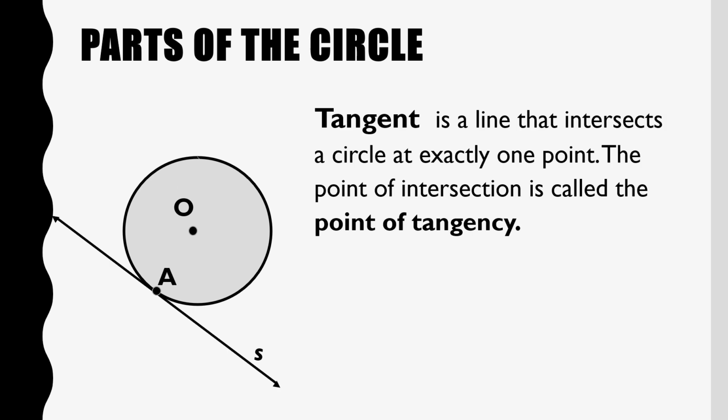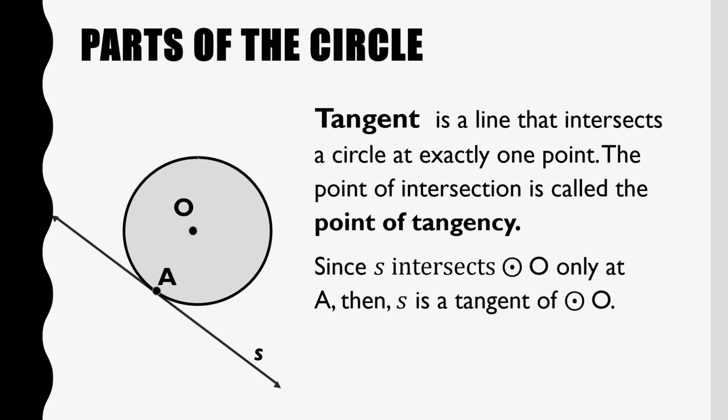Tangent line is a line that intersects a circle at exactly 1 point. The point of intersection is called the point of tangency. On this figure, since line S intersects circle O only at point A, then line S is a tangent of circle O. In this case, A is the point of tangency.